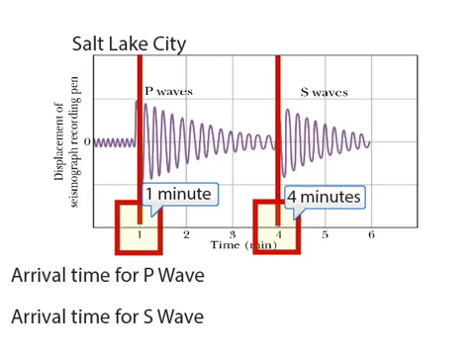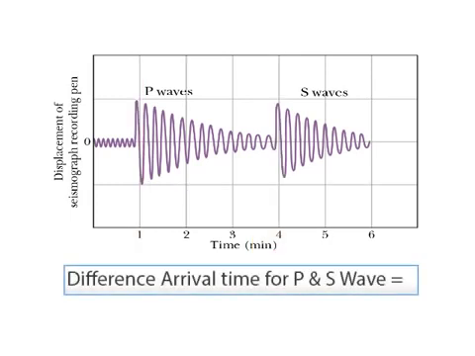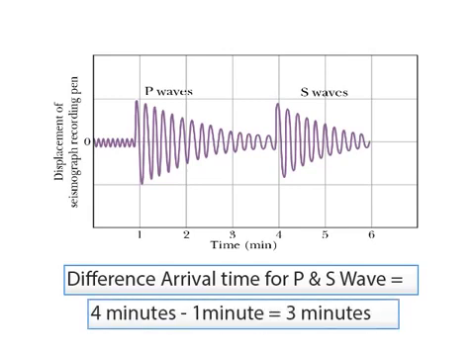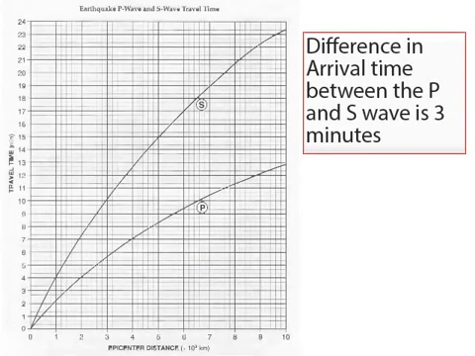So let's write that down. The arrival time for the P wave was 1 minute. The arrival time for the S wave was 4 minutes. So then the difference in arrival time for the P and the S wave is equal to 4 minutes minus 1 minute, which is equal to 3 minutes. Okay, so we know the difference in the arrival time.